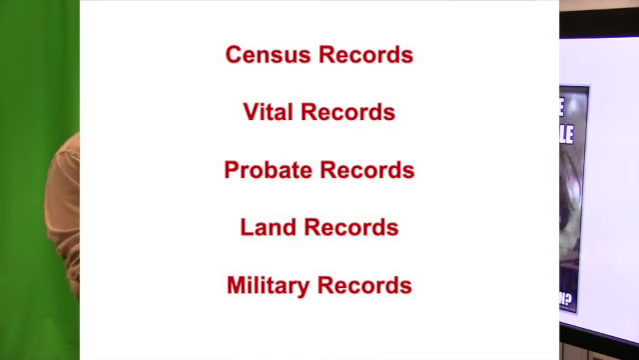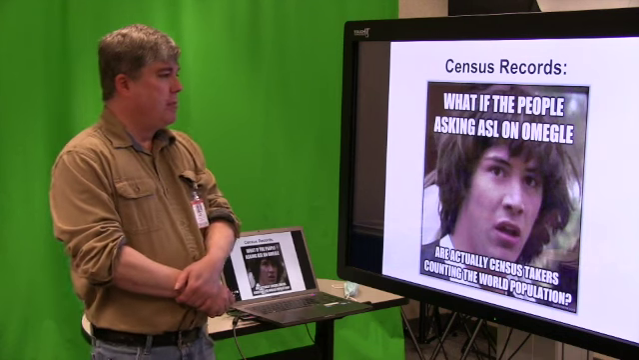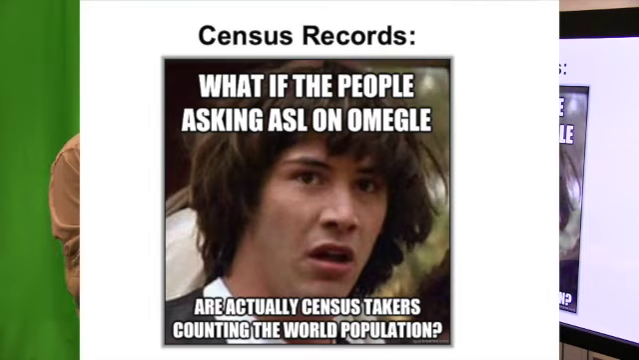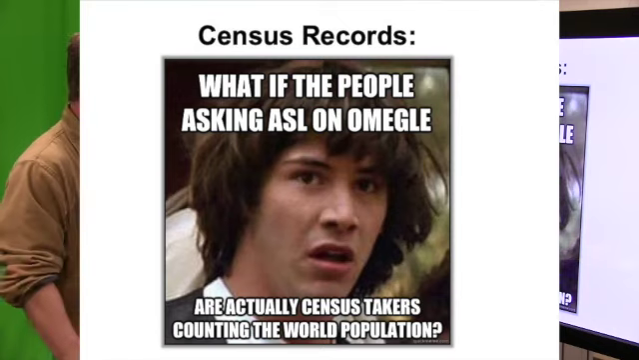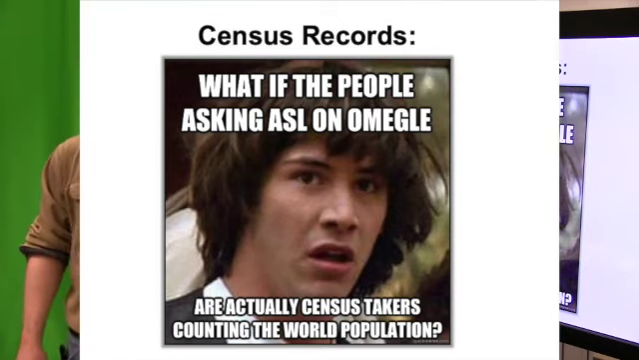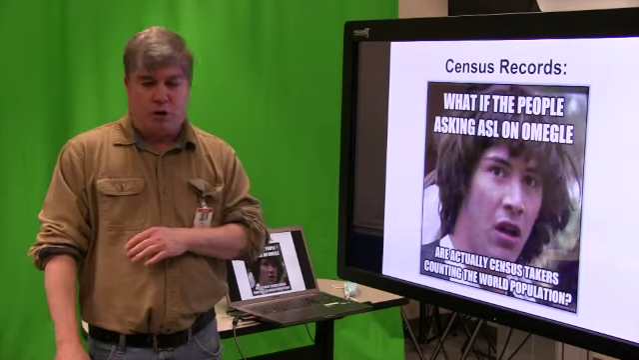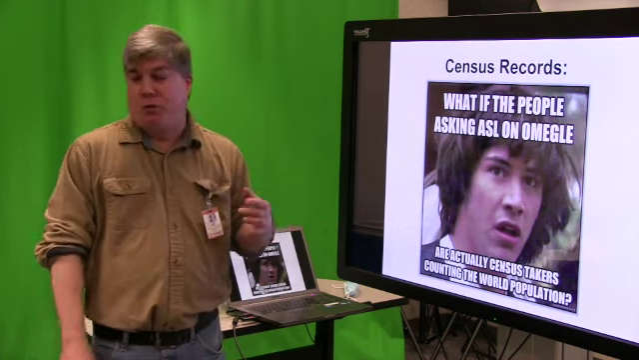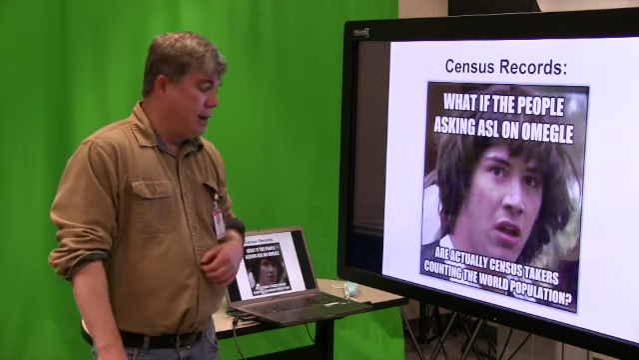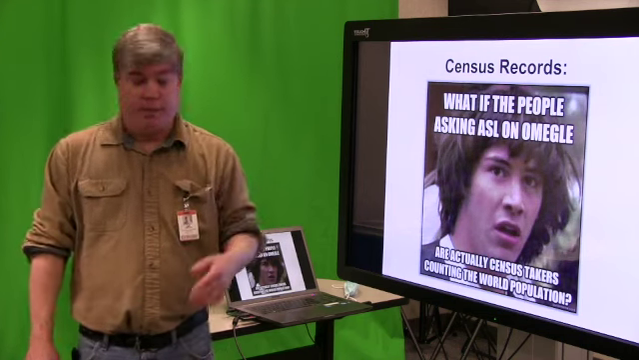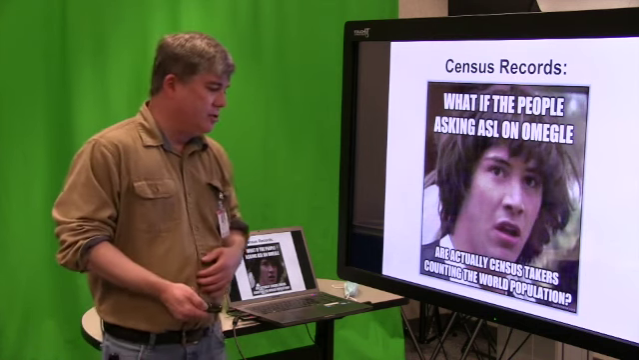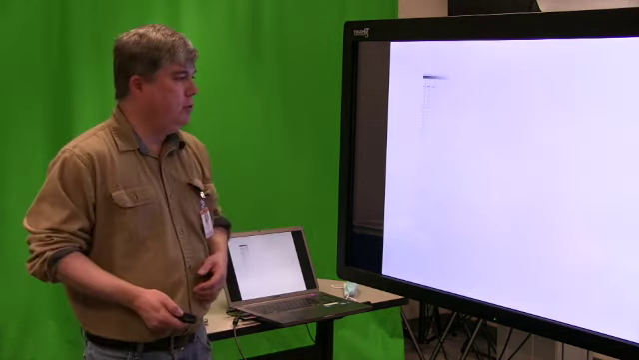So, census records. And this is a meme for Keanu Reeves: What if the people asking ASL on Omegle are actually census takers counting the world population? He's one of my favorite actors, and Omegle was a social networking site, similar to Facebook and some of those other sites, where you could make friends across the country or across the world. But users would ask ASL: what's your age, what's your sex, and what's your location? Well, I'm 52, my name is Lee Freeman, I live in Florence, Alabama. But what if the people asking ASL on Omegle are actually census takers counting the world population? I thought that was cute, but I'm apparently the only one.